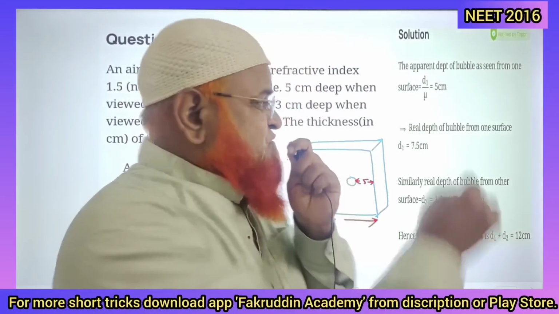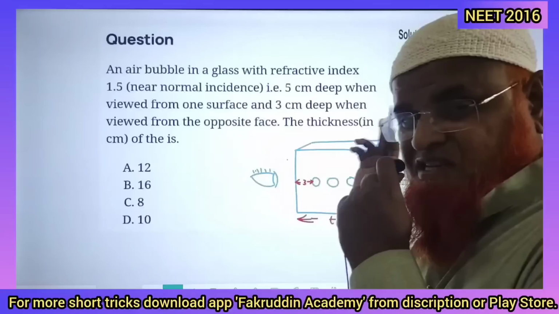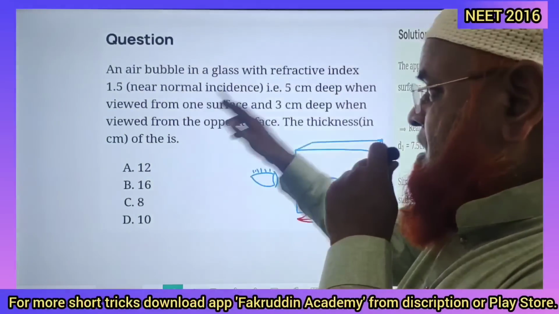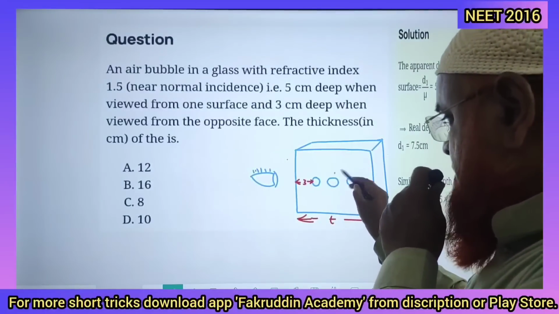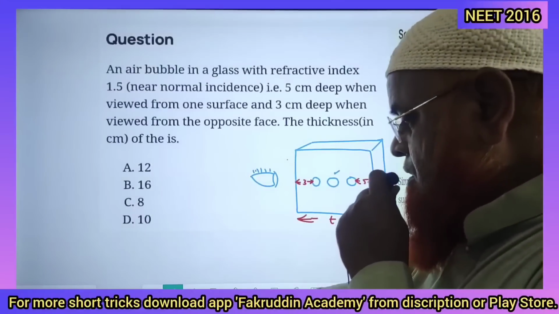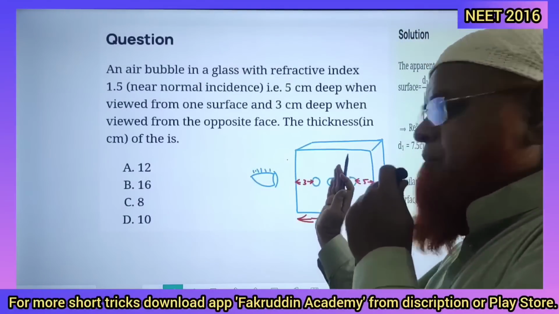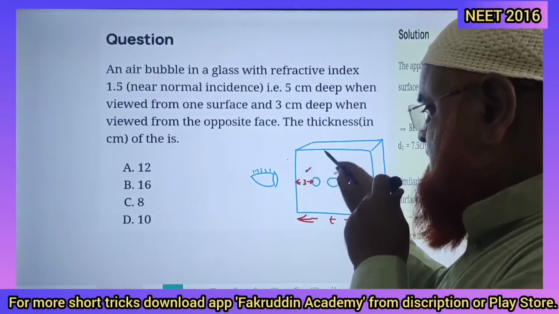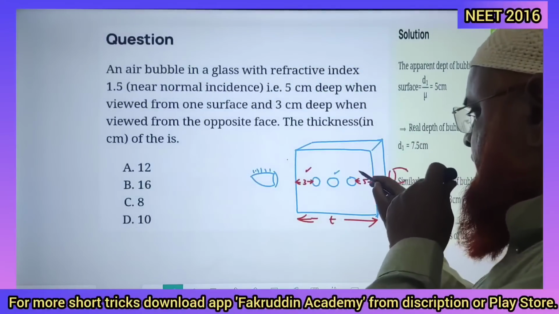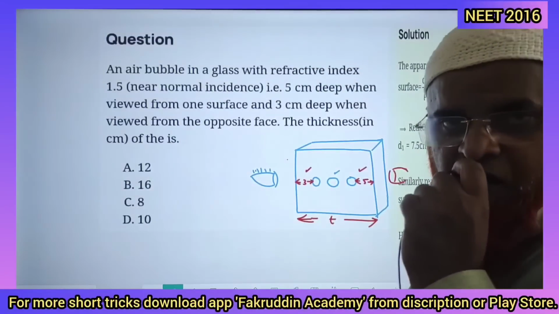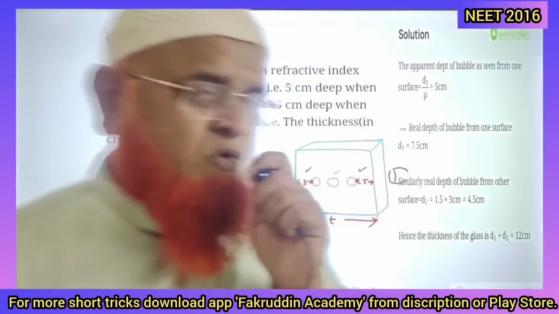My dear students, this is a previous year question of NEET. You have seen the mentioned year also. You can see there is an air bubble inside here, at this place. From this side, if you see, the bubble appears to be closer, and that too it is 3 centimeters. From that side, it appears to be 5 centimeters. Then what is the thickness of the cube? That is the question actually.